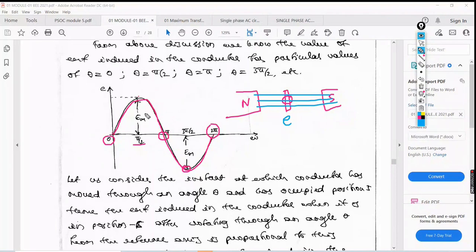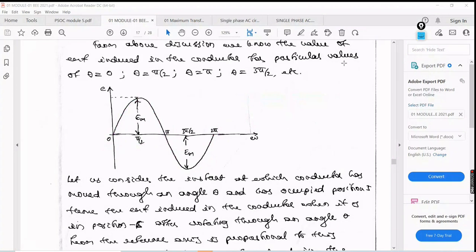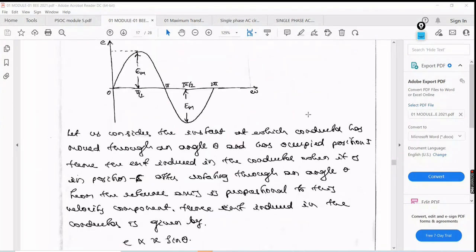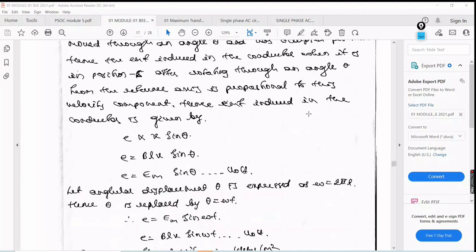That induced EMF will be alternating in nature, changing its magnitude as well as direction with respect to time, corresponding to the direction of rotation of the conductor. That itself will cause the sinusoidal waveform through the conductor, which causes the EMF generation. This is the meaning of the generation of the voltage, which is caused by the change in flux through the conductor.